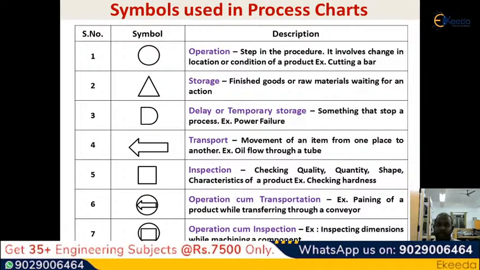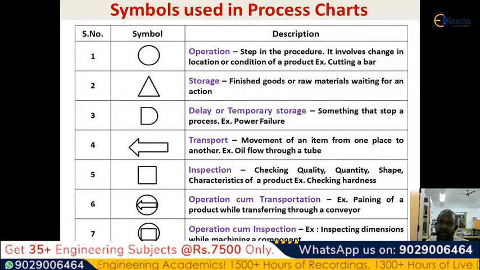Okay. So suppose you want to represent this entire set of activities inside a chart, we have to use symbols. Because again, you cannot write a theory inside the chart. So you need it in terms of a symbol. So basically, you are going to have 5 symbols and a combination.